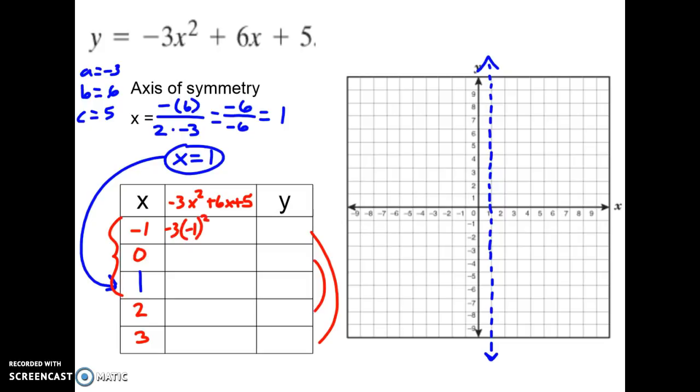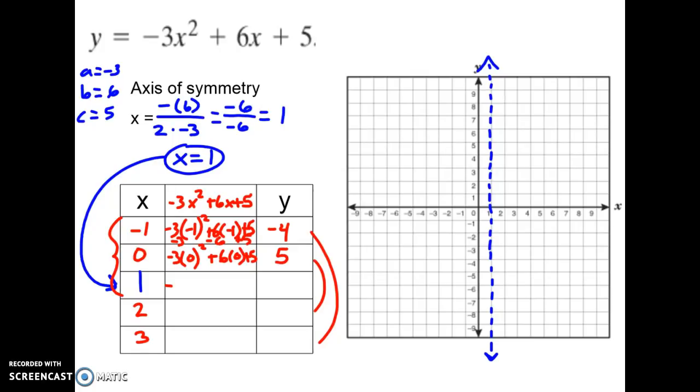So we have negative 1, negative 3 times negative 1 squared plus 6 times negative 1 plus 5. So negative 1 squared is 1. So this is going to be negative 3. Negative 1 times 6 is going to be negative 6 plus 5. So that'll be negative 9 plus 5. That'll be negative 4. And negative 3 times 0 squared plus 6 times 0 plus 5. Well, anything times 0 is 0, anything times 0 is 0, but then we have this plus 5 at the end, so we're going to have a 5 right there.